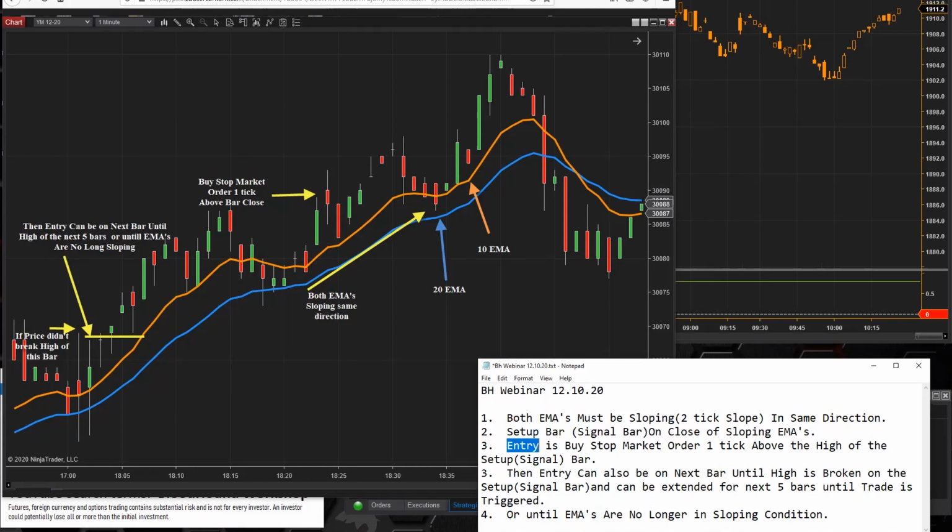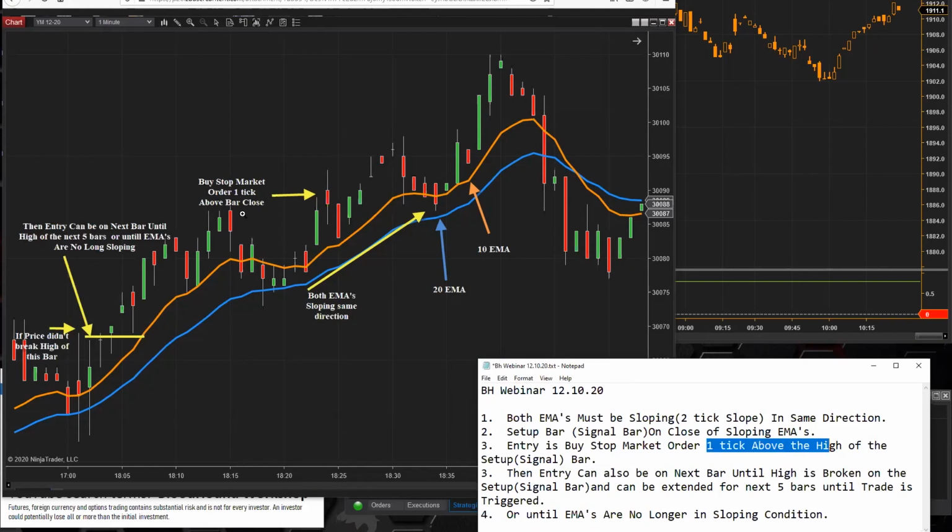So this number 4 here, referring to the entry order, basically there's a couple of conditions that will cancel the entry order. So let's talk about the entry order for a little bit. We're going to place a buy stop at the close. Let's see, 1 tick above.